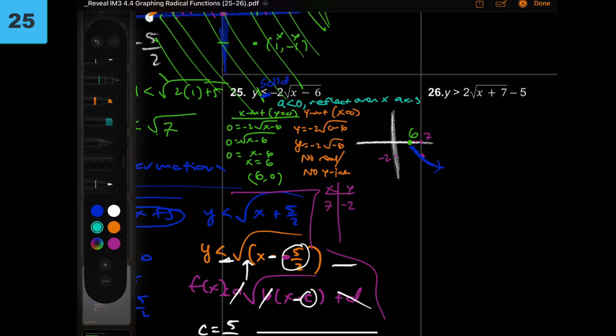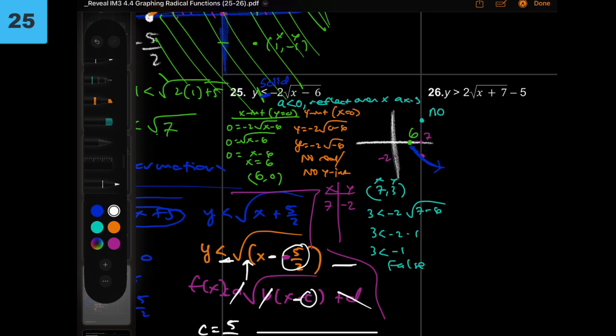Let's test 7, 3. So 3 less than -2 times 7 minus 6. So that'll be square root of 1 is 1. So is 3 smaller than a negative number? And that would be false. So 7, 3, we tested up here. It was false, so no.